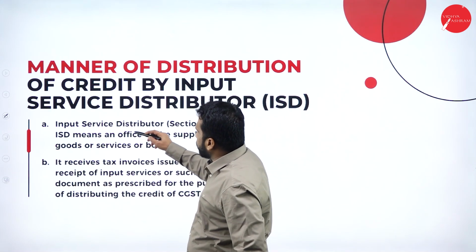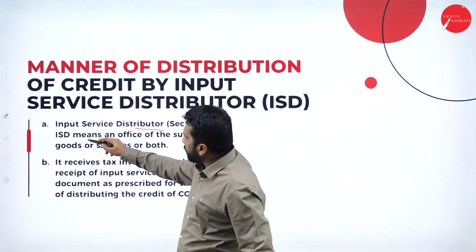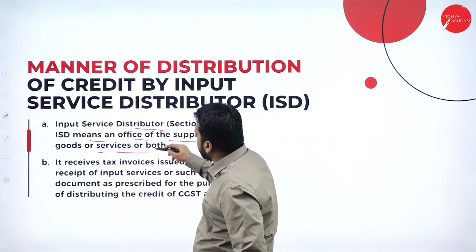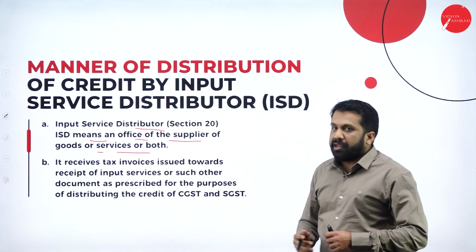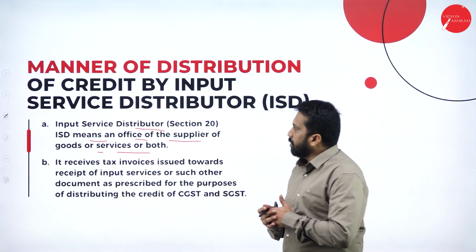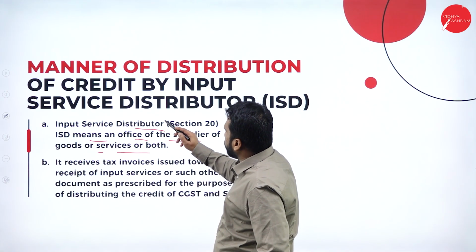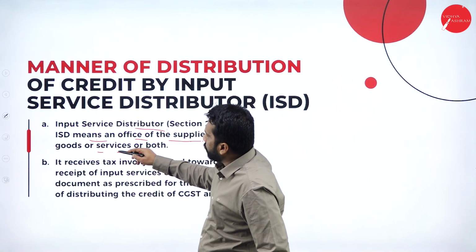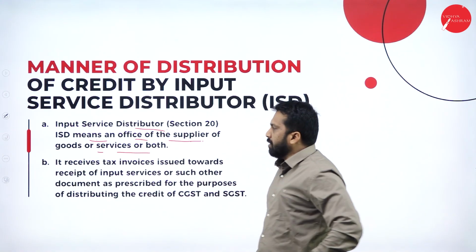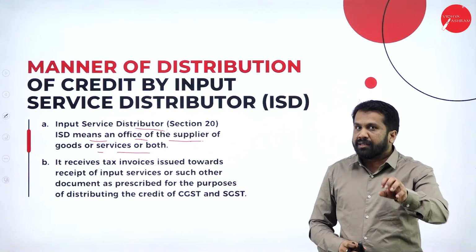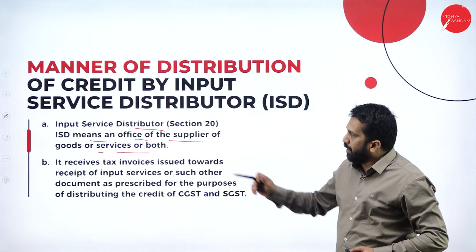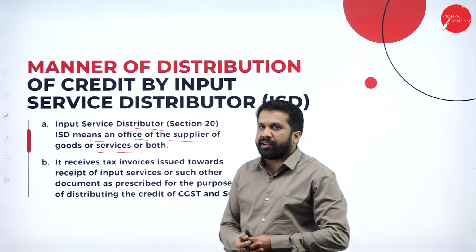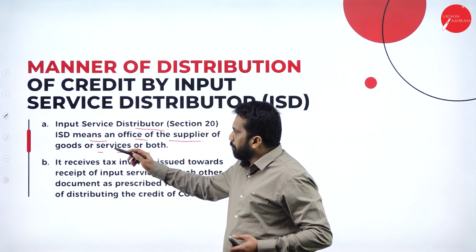Now, input service distributor means an office of the supplier of goods or services or both. Who is an input service distributor? For example, you have a head office in Bangalore. That head office is called the input service distributor. Your office is in Delhi, then your Delhi office is called the input service distributor.